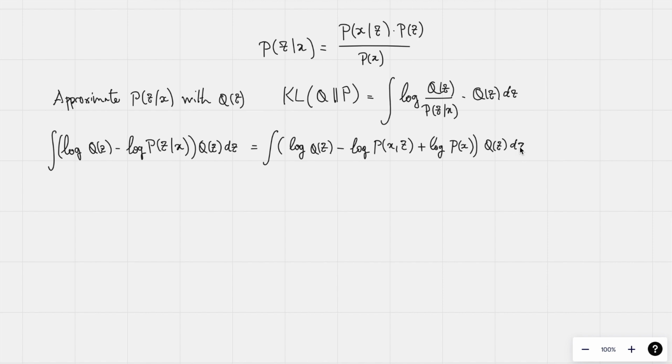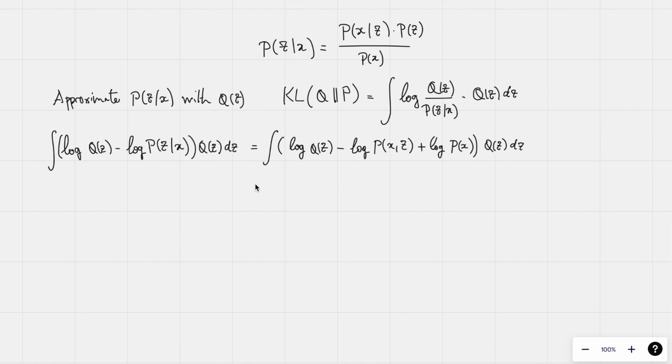So here I'm using the fact that the probability of z given x is probability of z and x, or x and z, divided by the probability of x. That's the definition, and because there's a log here, I can write it this way. So this is a new expression here, and what's interesting is that p of x does not depend on z.